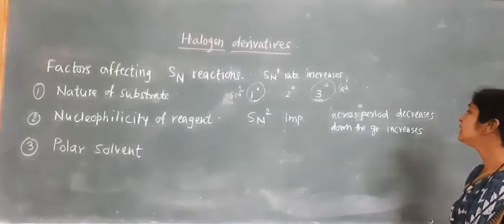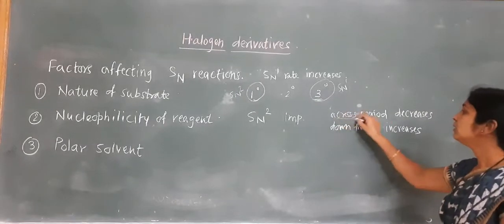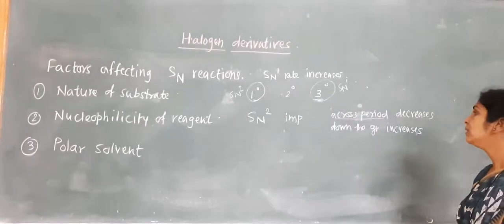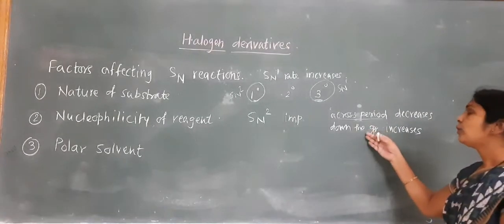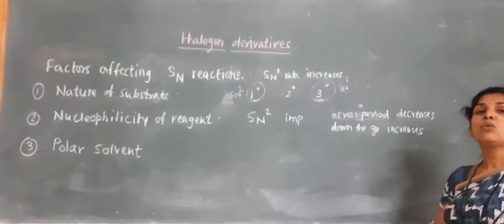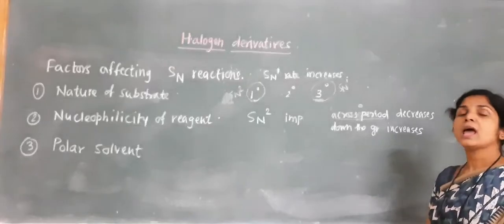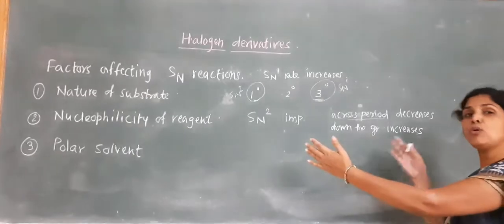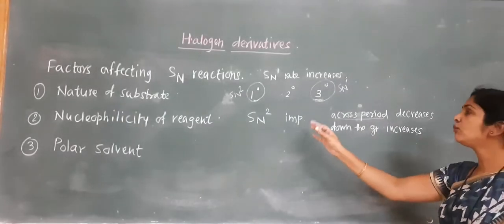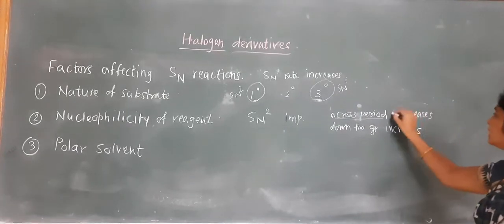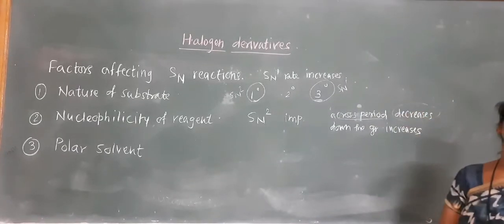If we are going to consider the nucleophilicity of different types of reagents from the same group or the period, then what is the effect? Here we are saying that across a period, as we move from left to right, the nucleophilicity is going to decrease.